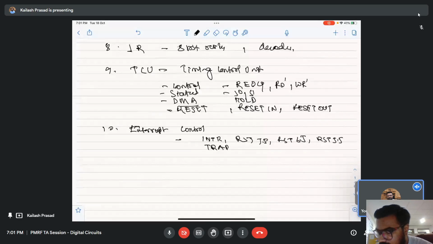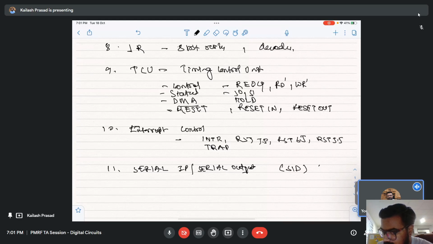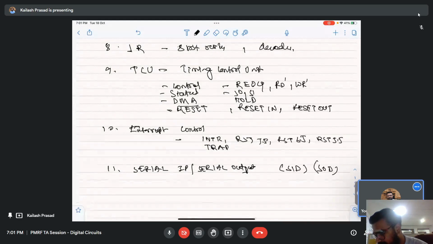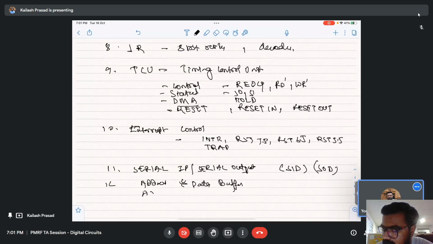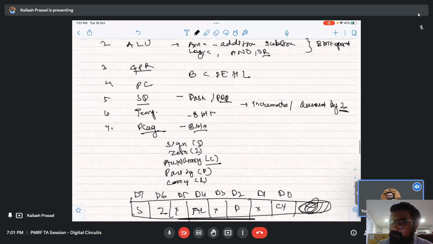Then the 11th point is serial input and serial output, with the signals SID and SOD. And you will have the address and data buffer, and the address and data bus. So if you open the diagram of the 8085 microprocessor, these are the components we have.